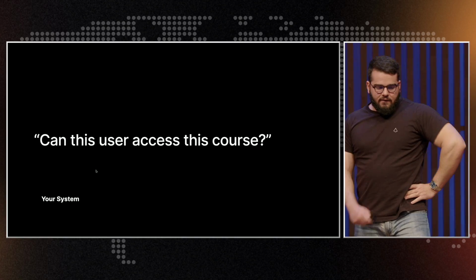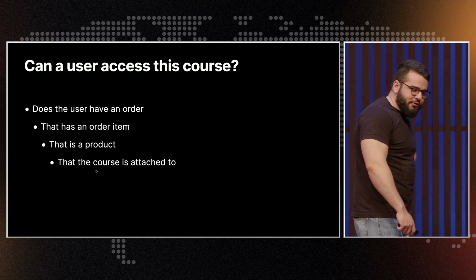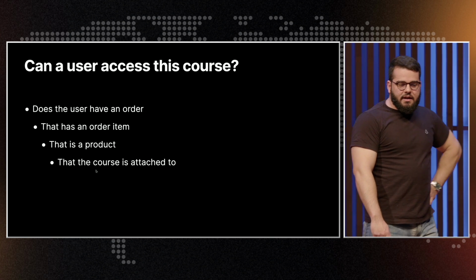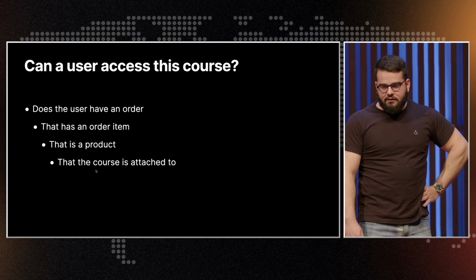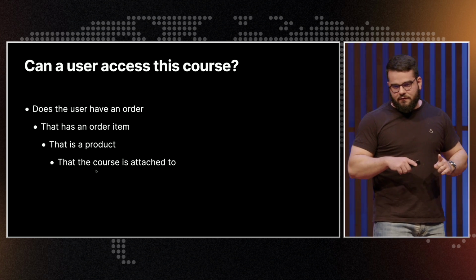Can a user access a given course? That's a simple question, right? You want to make sure they can access a course. And this is how it is often modeled. You have, does the user have an order that has an order item that is a product that the course is attached to? So you're touching a lot of boundaries to determine something.